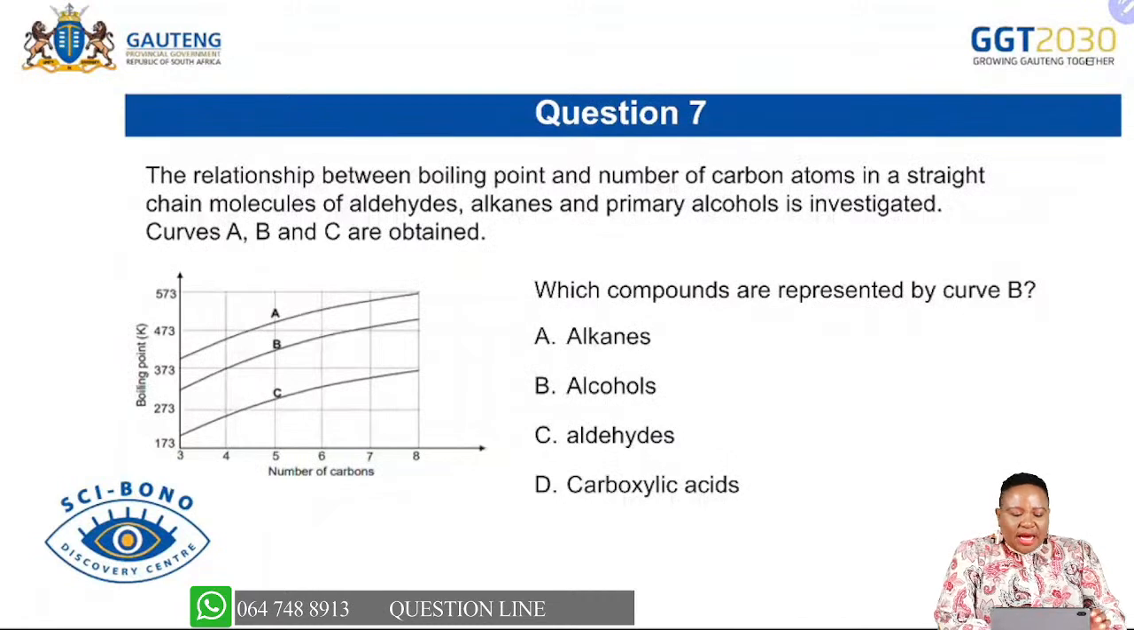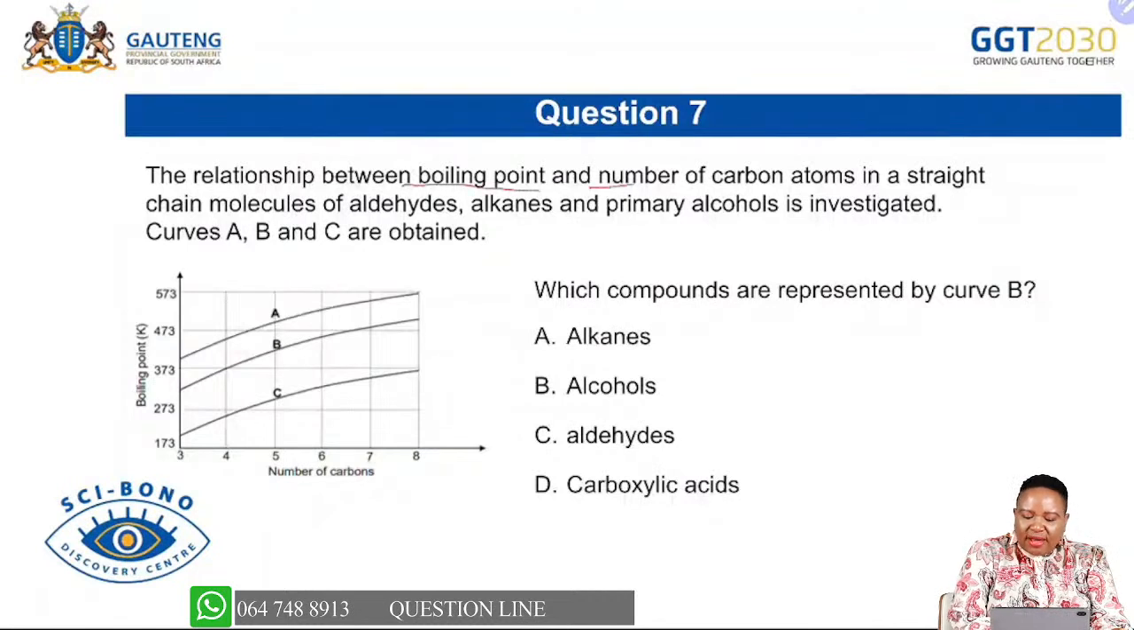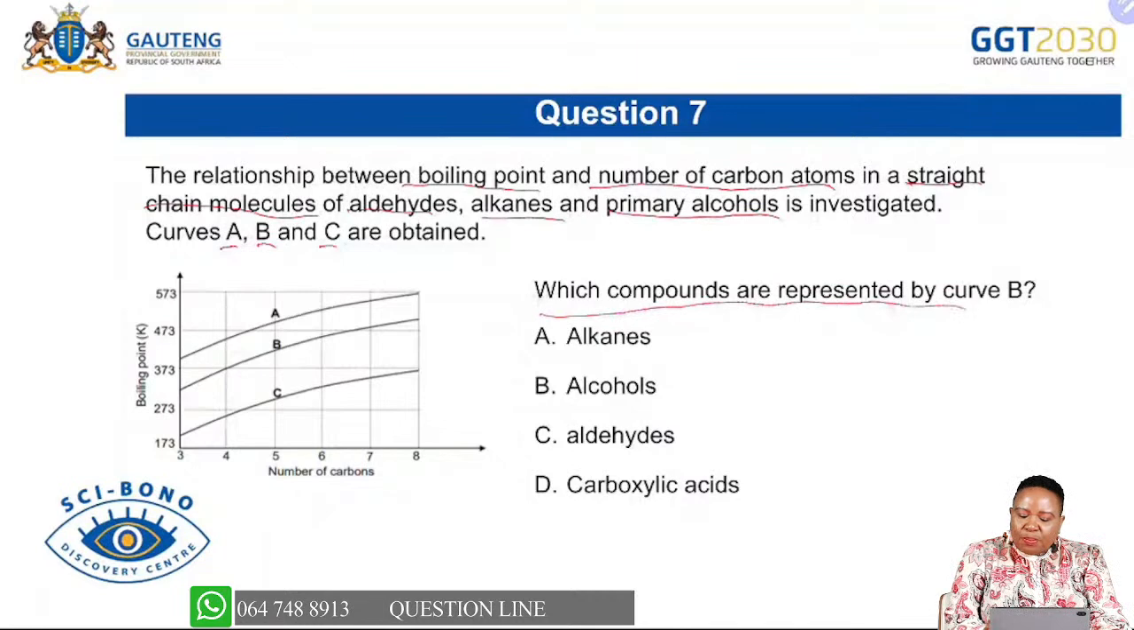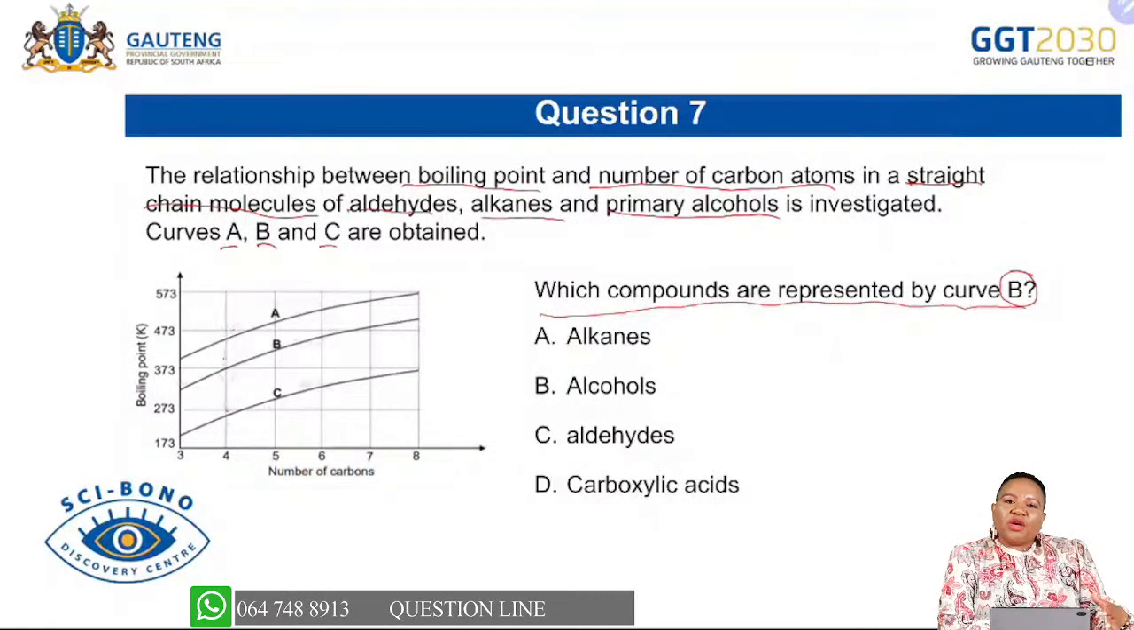This one, I just want us to look at it because it's a graph, and the statement is also sometimes confusing. They are saying the relationship between the boiling point and the number of carbon atoms in straight chain molecules of aldehydes, alkanes, and primary alcohols is investigated. Curve A, B, and C are obtained. Which compound is represented by curve B? Now, when you look at curve A, B, and C, they are representing different homologous series with different chain lengths.